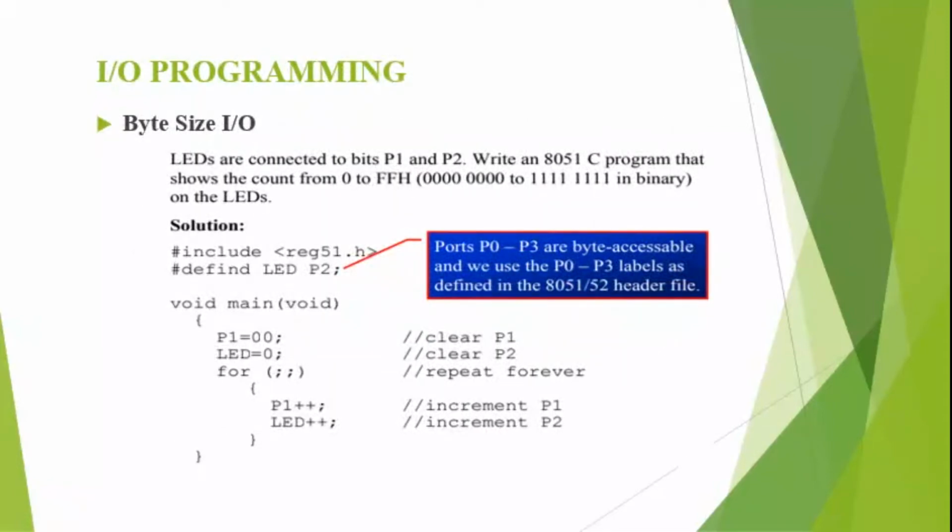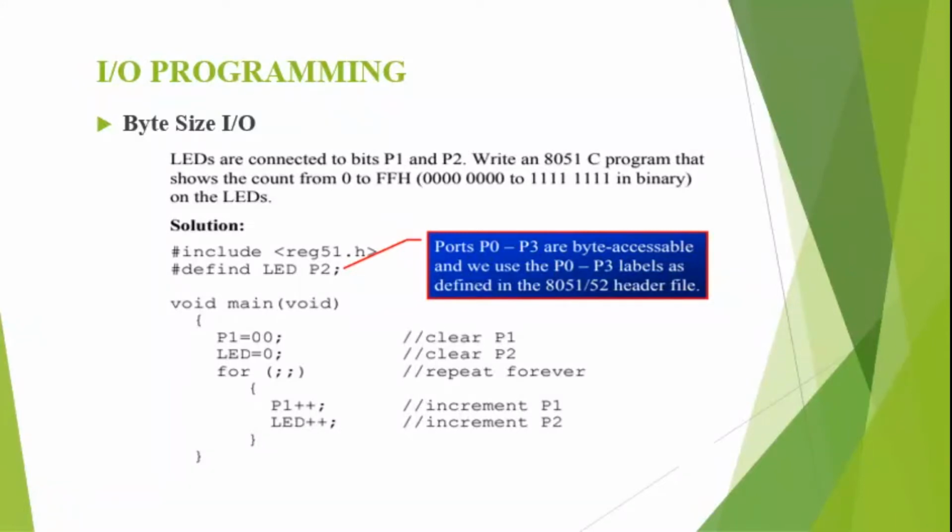Next topic is IO programming. In that we have byte size IO programming. The example we have is LEDs connected to ports P1 and P2. Write an 8051 C program that shows the count from 00 to FFH on the LEDs. We have used a label LED for port 2. The #define statement is used to assign a label to port 2, which is byte accessible. And then in the main function we have port 1 cleared, and then port 2 is also cleared using the label LED.